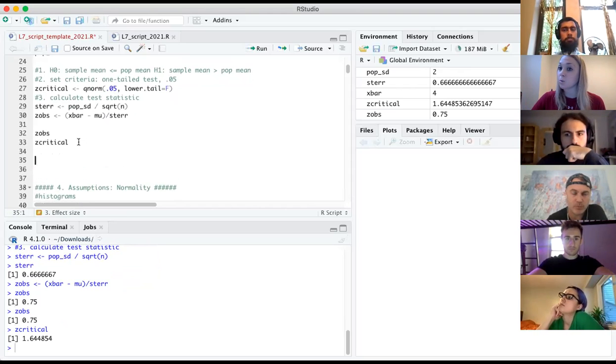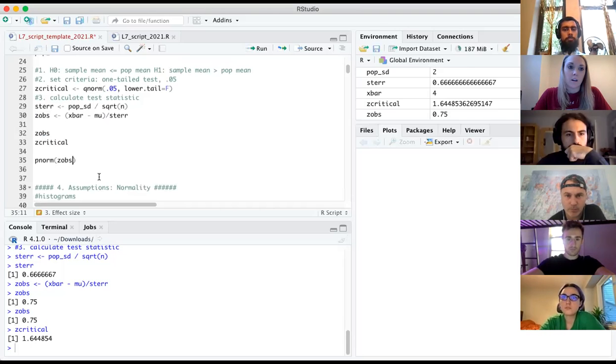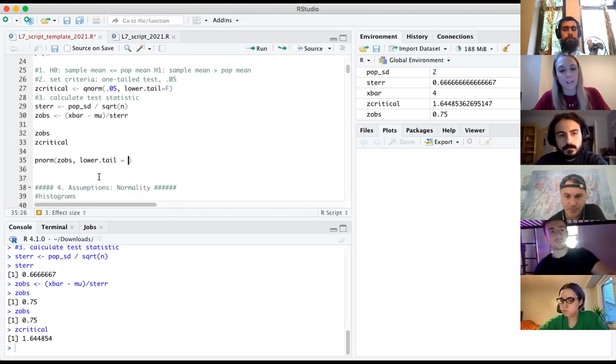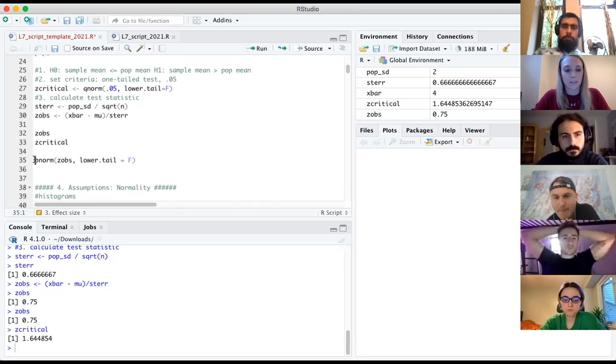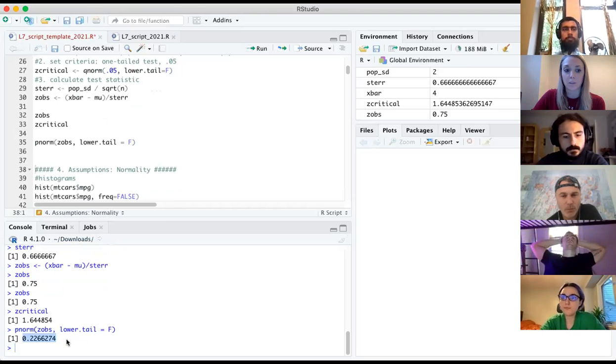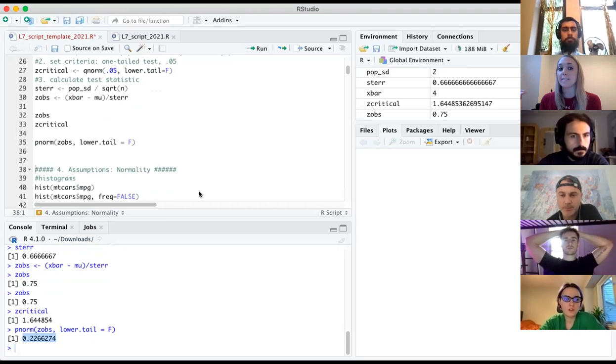If we wanted to get an actual p-value out of this, what we would do is pnorm of our Z observed, right? If we want to find the probability of obtaining our actual value or more extreme, lower.tail equals FALSE, and this p-value is 0.22. So remember, what p-value do we look for? It has to be what or less to reject the null, to have a significant p-value?